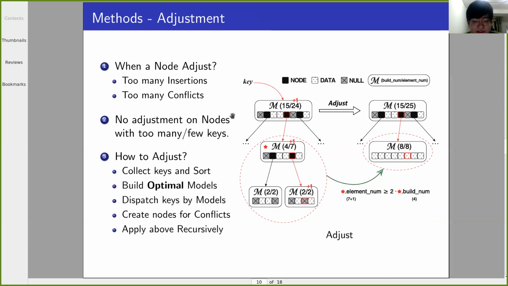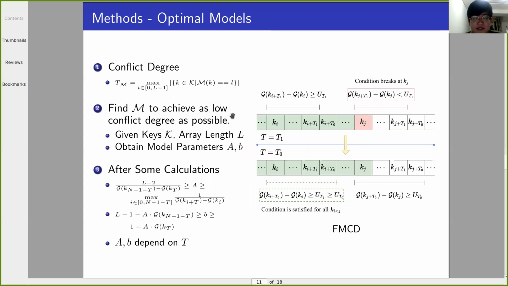As for how to adjust, we summarize the following 5 steps. We first collect and sort keys in the node and its subtree, then build the optimal model. Based on the model, we dispatch keys to different positions or entries. We then create nodes for those conflict positions and apply the above procedure recursively. So the remaining question is how to obtain the optimal model.